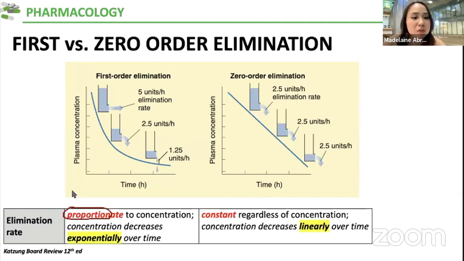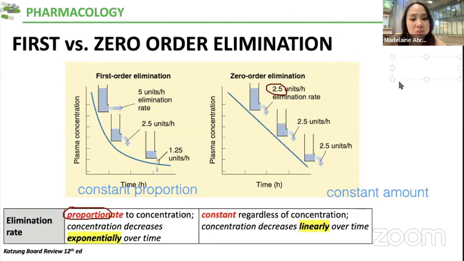So, ibig sabihin natin doon, kung dito, constant proportion tayo, tapos dito, we eliminate a constant amount, ibig sabihin, no matter what happens, dito sa zero order, 2.5 lang tatanggalin ko as an example in this figure. So, kahit pa nag-start tayo ng 10, next natin is 7.5. Tapos minus 2.5 is 5. Minus 2.5, 2.5. So, same amount yung tinatanggal hanggang sa maging 0.